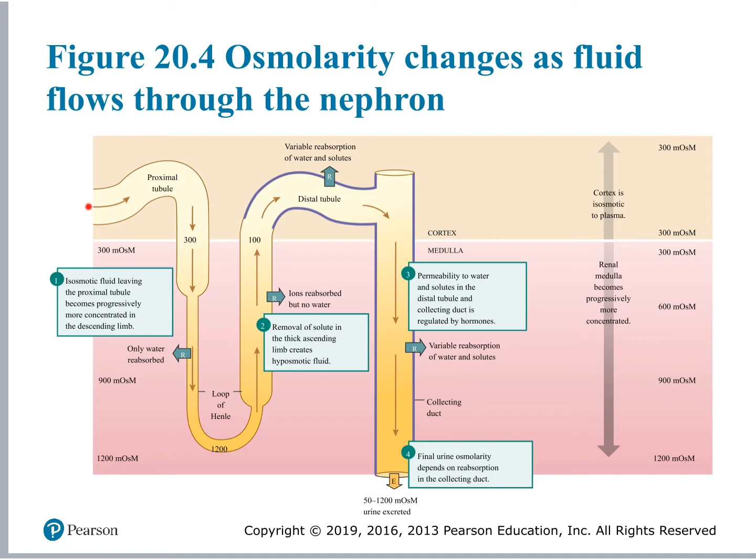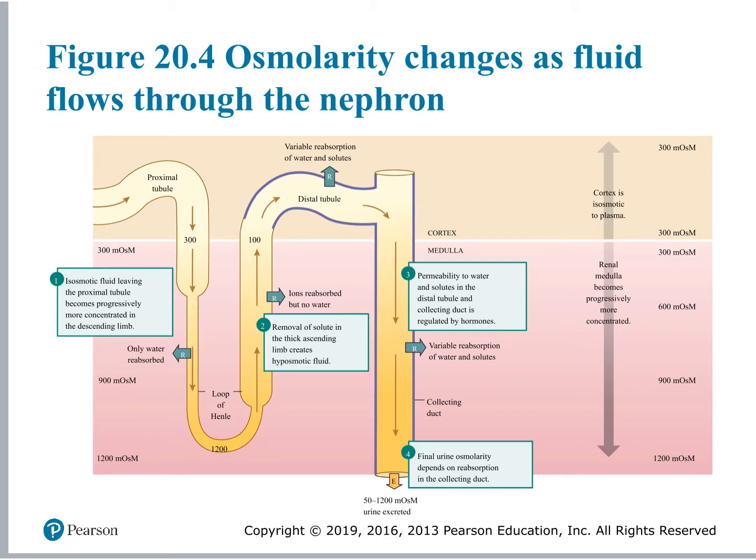All right, so as the filtrate enters into the proximal tubule, it has the same osmolarity, so it's isosmotic to the tissues that are surrounding it. It's isosmotic to the cortex, and then as it goes into the medulla, it's also isosmotic to the medulla at the start at the top of it. So it's at 300 milliosmoles. What then happens when we get into the descending limb of the nephron loop? It tells you right here, only water is absorbed on the descending limb of the nephron loop.